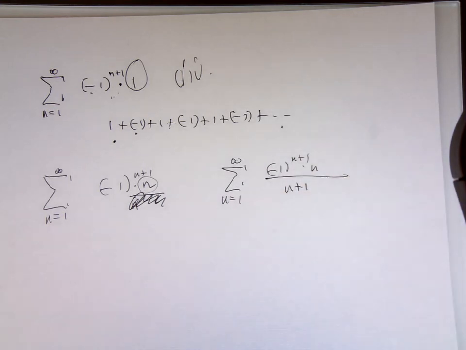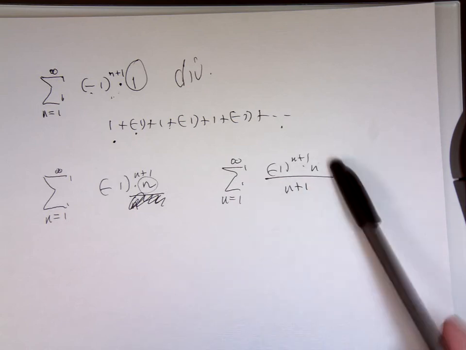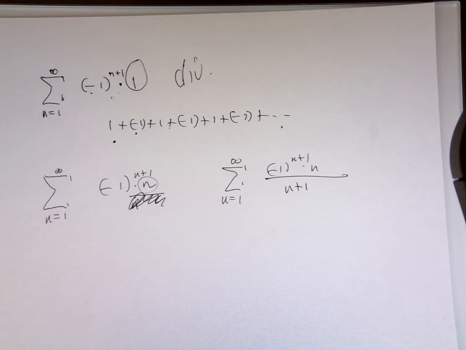Diverges is correct, because that nth term is not going to go to 0. It's going to go to 1, and as long as it's not going to 0, that's going to diverge. Okay? That's it. It's going to diverge. Do you see this or not?